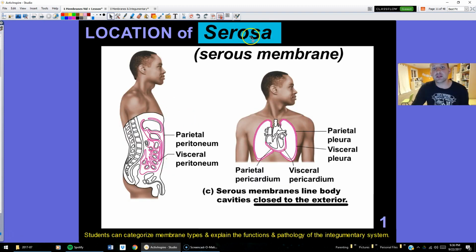Next membrane type is serosa or serous membrane. This abbreviates the same way as mucosa. So your serosa is the second type of membrane. It doesn't line the open body cavities. This lines the closed body cavities, like your thoracic body cavity, your abdominal body cavity. All of those are lined by a membrane called serosa.